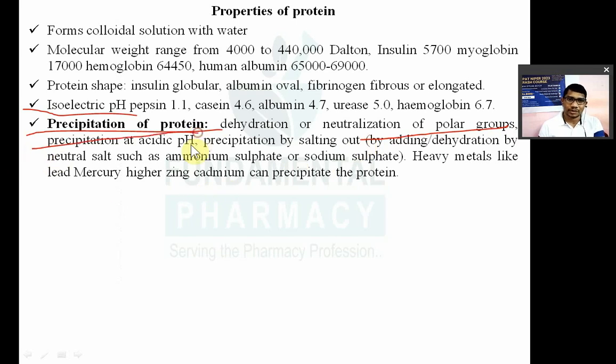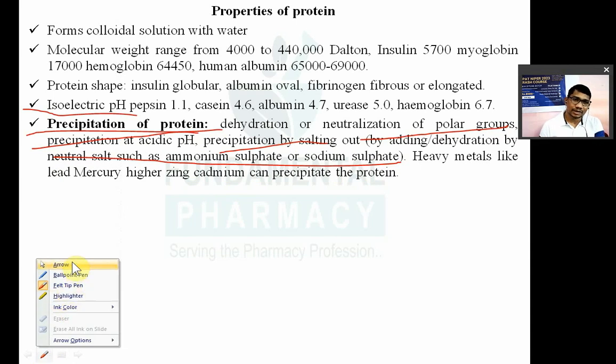Precipitation at acidic pH is also there. Precipitation by salting out: if you add a very small amount of salt to the quaternary structure of protein, that protein will be precipitated. Adding or dehydration by neutral salts like ammonium sulfate or sodium sulfate. If you add sodium sulfate or ammonium sulfate to the quaternary structure of protein, what will happen? There is a salting out phenomenon and there is a precipitation of that protein.